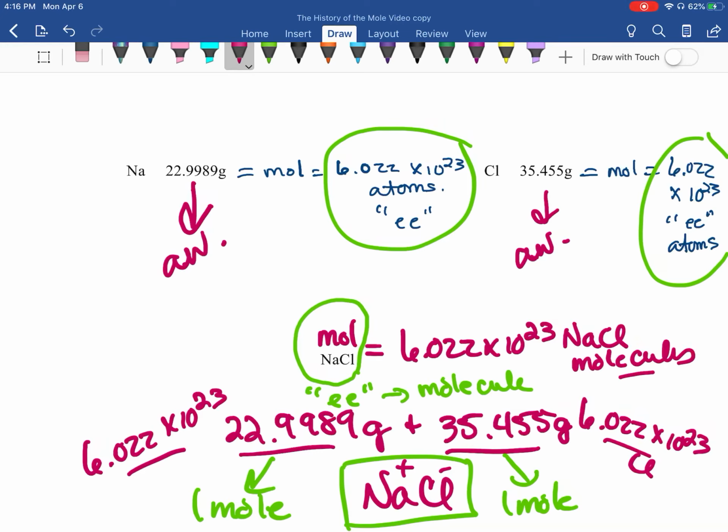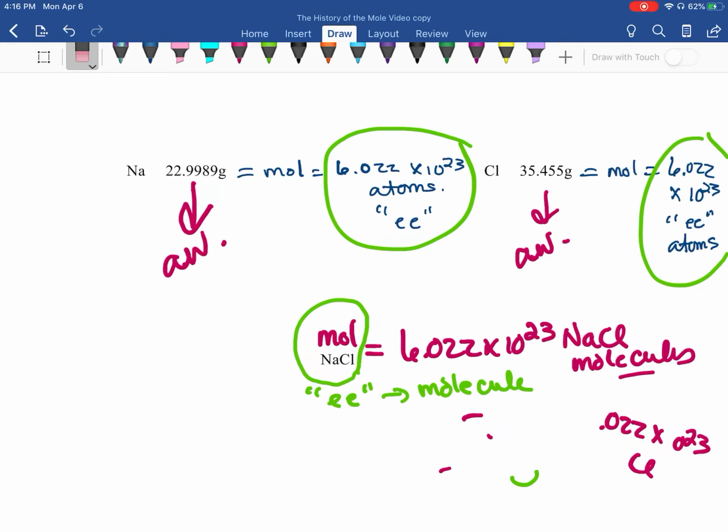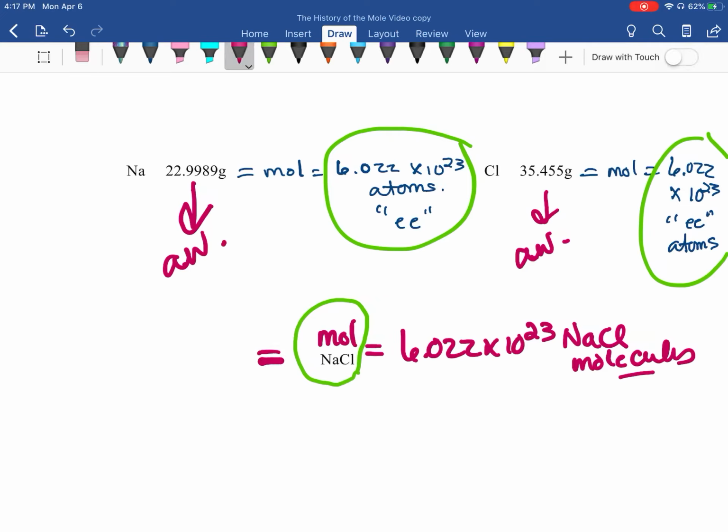Okay, now here's the super fun part. You literally took those, you stuck them together. How much does that 1 mole weigh? Well, didn't you take your 22.9989 grams, literally mix it with 35.455 grams? You did. Grab your calculator. How much does your new particle weigh?